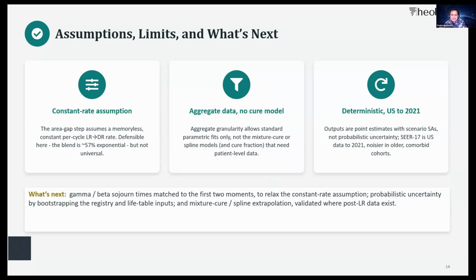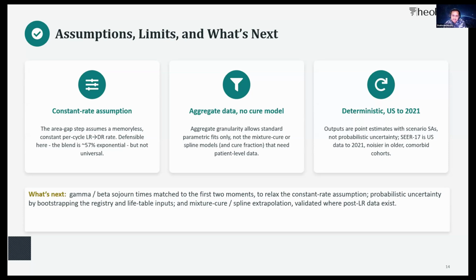The second is that SEER is aggregate data. So we are limited to standard parametric models, with no fancy models like cure fraction or splines. For that, we need patient-level data, which we don't have here. The third is that these are point estimates with scenario analysis, not the full probabilistic uncertainty, like the Dirichlet or something. And it's based on US data till 2021.